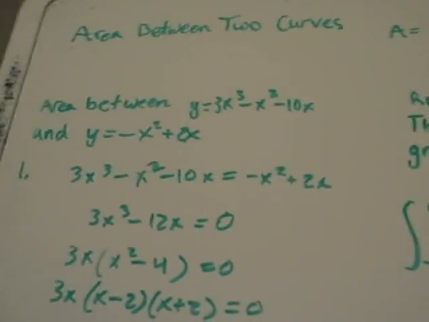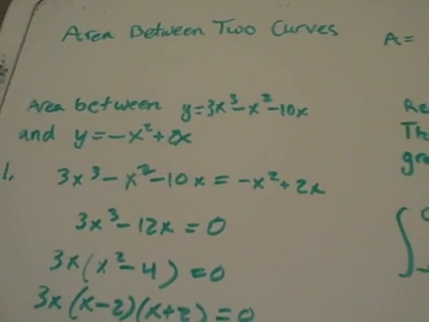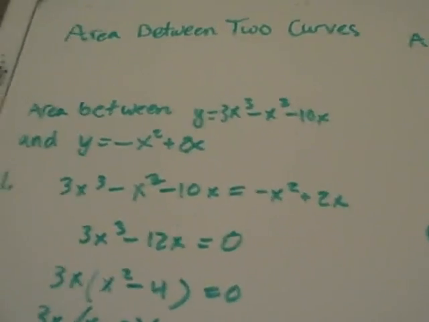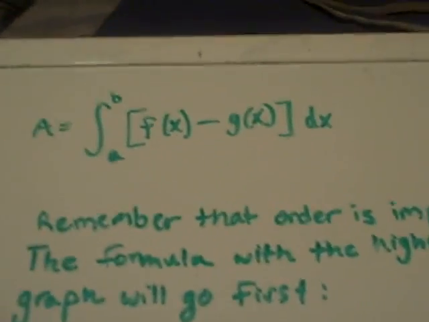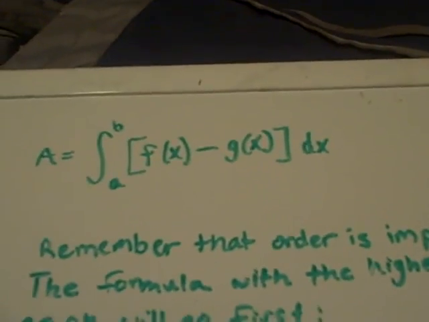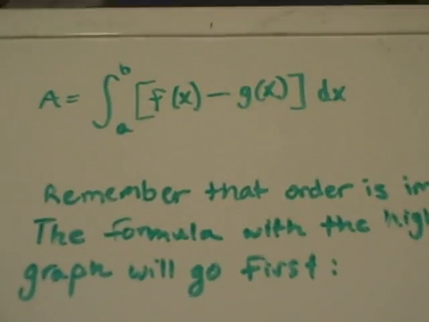Area between two curves. Now, area between two curves is a really important and also pretty cool concept. With the area between two curves, the formula is this: it's the integral from a to b of f of x minus g of x dx. That's important because there are going to be multiple formulas for similar concepts later on.